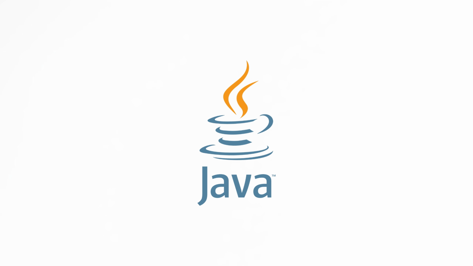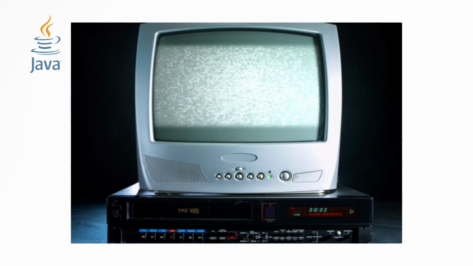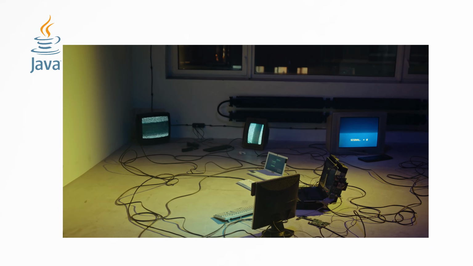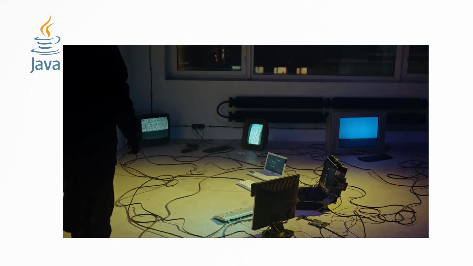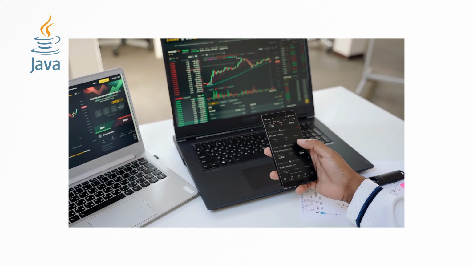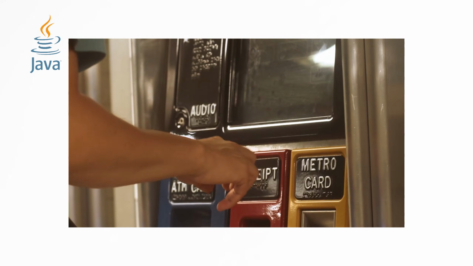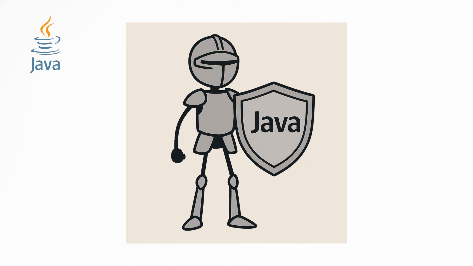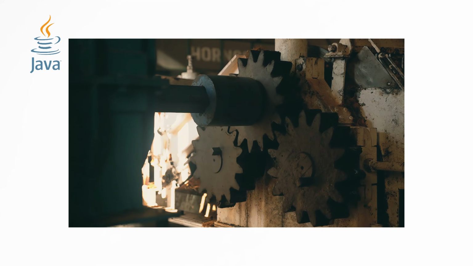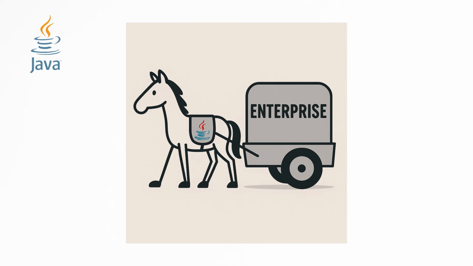Java, the business giant. Fast forward to the 1990s, and we get Java. Its promise was simple. Write once, run anywhere. Thanks to the Java virtual machine, Java code can run across platforms, which made it perfect for business. Even now, Java is everywhere in enterprise software, banking systems, and Android apps. It's reliable and battle-tested, but often criticized for being clunky and old-school. Still, Java is the corporate workhorse that just won't die.